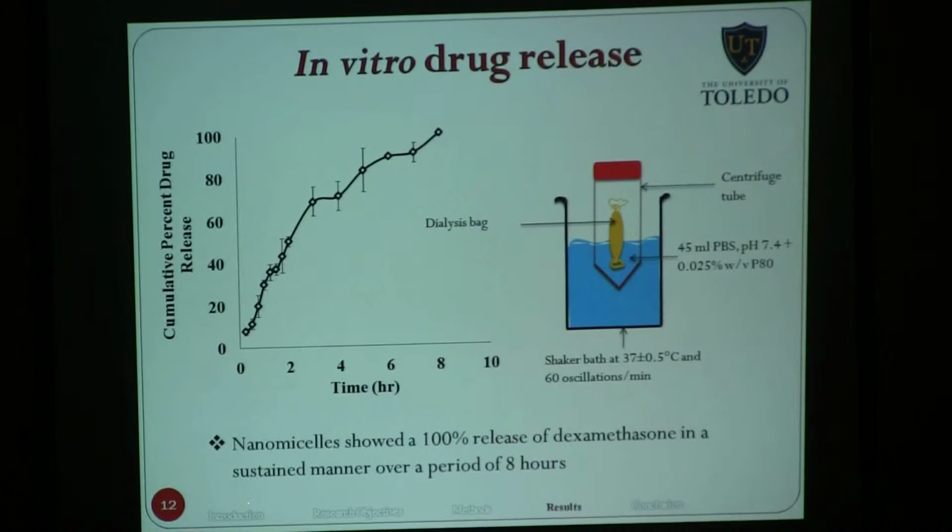Next is the in vitro release. We have placed the formulation in a cellulose bag, and then at regular time intervals we have taken the samples and analyzed the drug using HPLC. And if you look at this release profile, the drug is getting released over a span of 8 hours in a sustained manner.